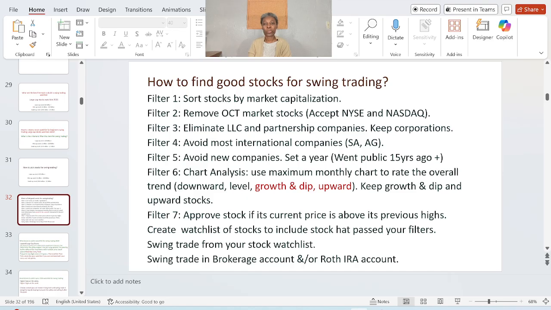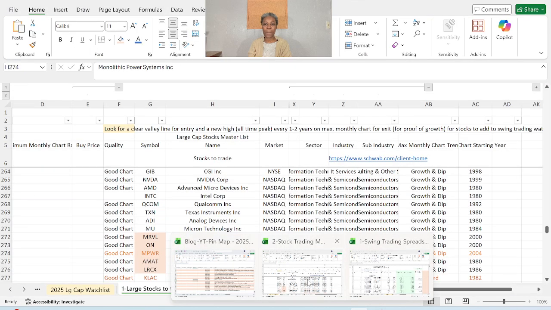From that point on, everything is manual work. If you are using just Schwab, the maximum monthly chart will show you when they went public, or how early in the past they have a record on their chart. We like to use a 15-year timeframe that they have been around publicly, as a cutoff or more, to eliminate younger companies from the list. From that point, you'll just have a master list.